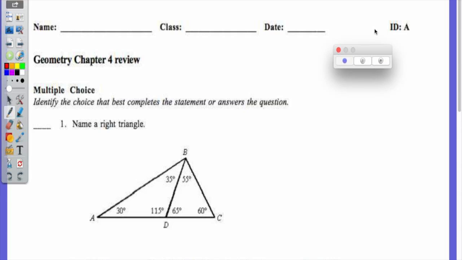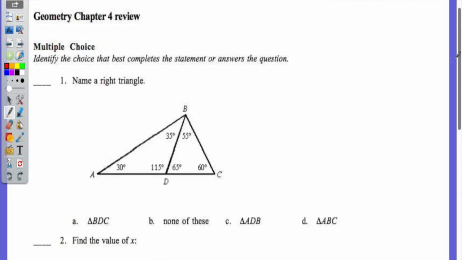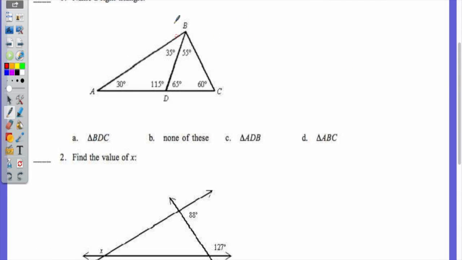So for number 1, they asked you to name a right triangle. So hopefully you got 35 plus 55 is 90. So A, B, C. Sorry, they wanted a right triangle. So ABC is your right triangle because ABC is your right angle. Okay, so number 1 was D.